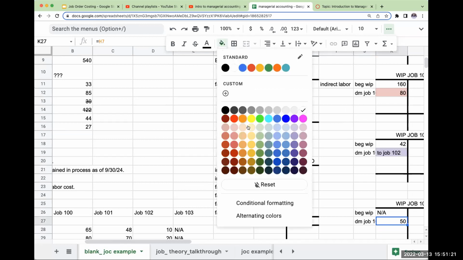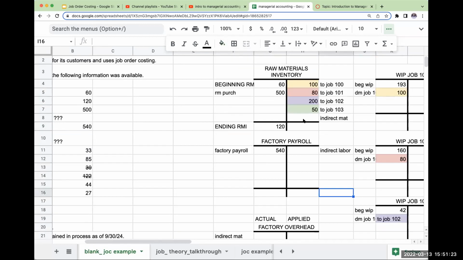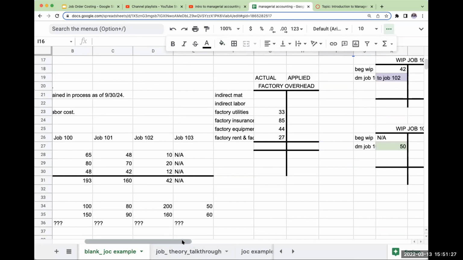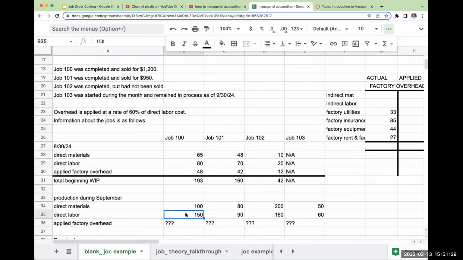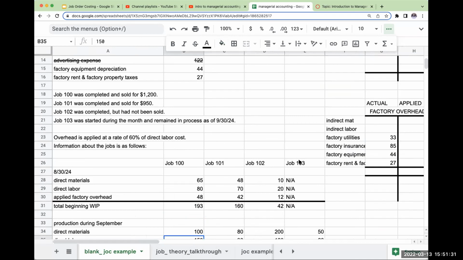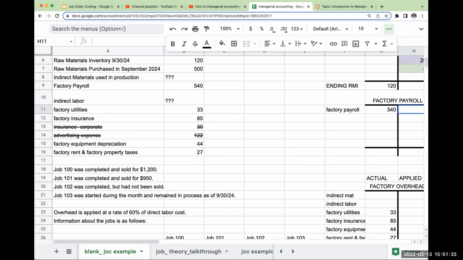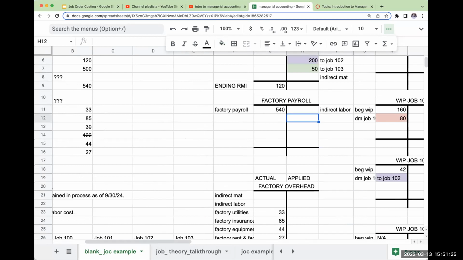I'm going to leave the balancing of the T accounts to the next part, but I at least want to go through and do the process flow. Over here, direct labor. Okay, so direct labor for job 100. We're doing the same thing. So my direct labor, job 100, direct labor, job 101, direct labor, job 102. And I'm going to have direct labor, job 103.